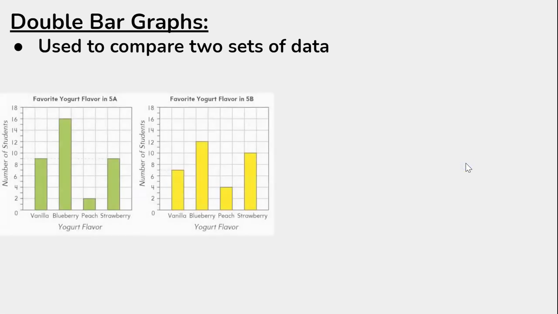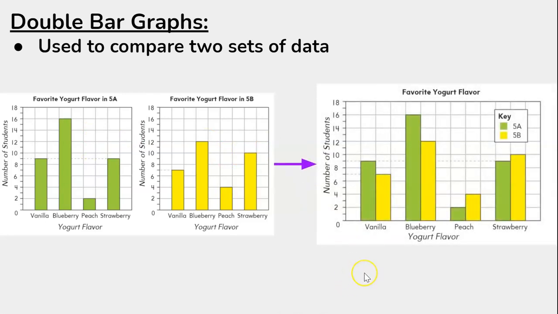Double bar graphs are used to compare two different sets of data. You might be pretty used to seeing single bar graphs, and that's what you see down here. Here we have one graph with single bars showing the favorite yogurt flavors in a classroom, and another bar graph showing the favorite yogurt flavors in a different classroom. If we wanted to more easily compare these two sets of data, we could put them in a double bar graph. That's what we have here. Now we can compare class 5A and class 5B more easily.